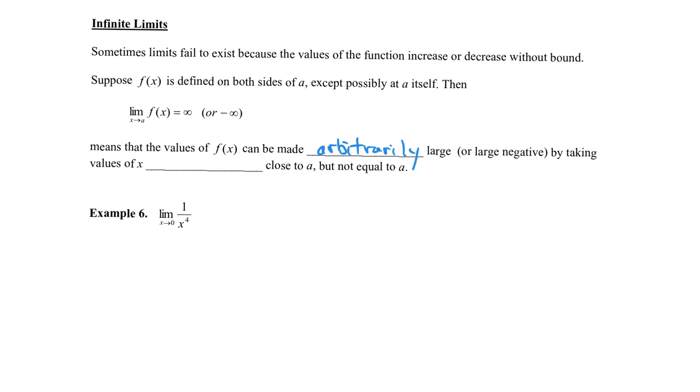So there's that language again. Arbitrarily large just means as large as we want, or large negative in the case of a negative infinity, by taking values of x sufficiently close to a but not equal to a. And again, we're talking about not equal to a. We don't care what happens at a.